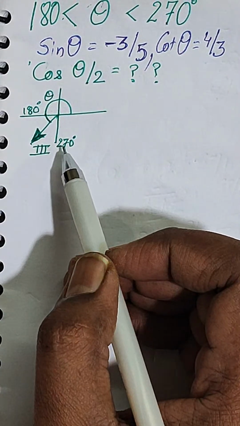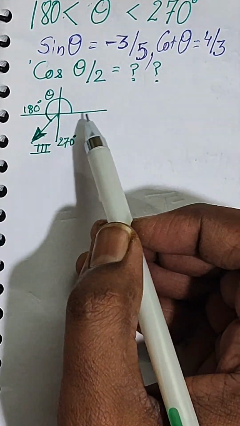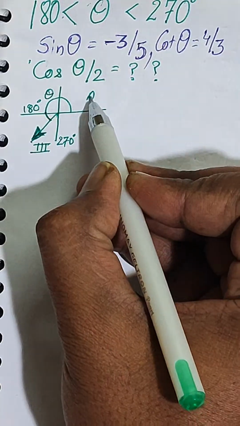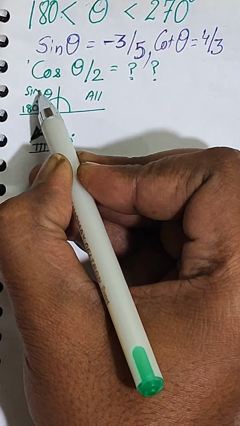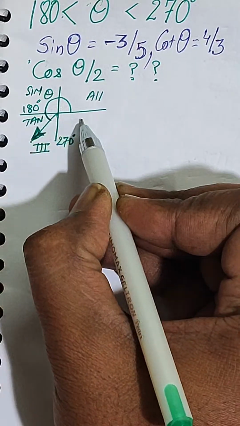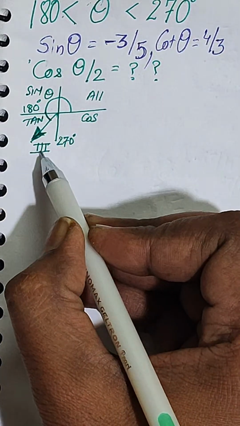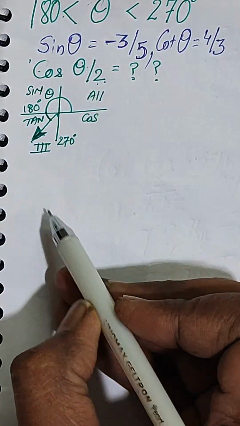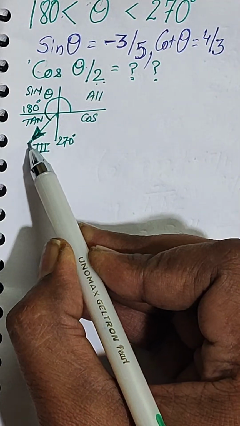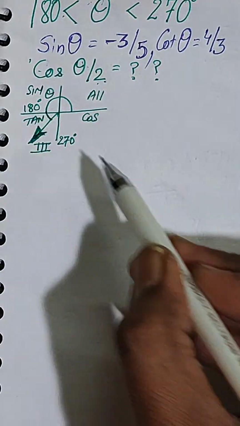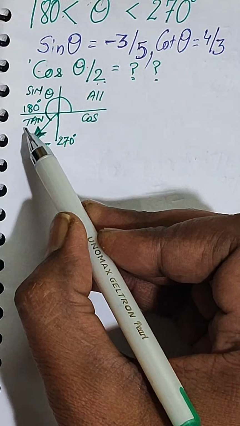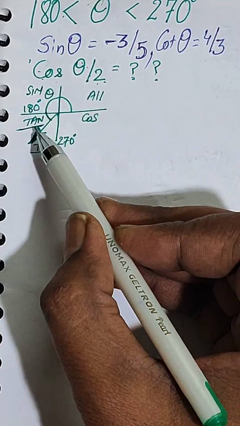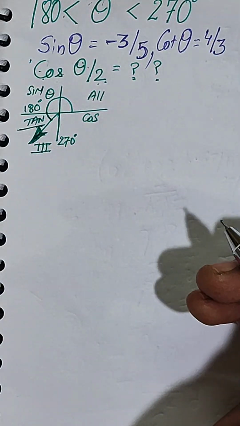Now here the value of cos will be negative. Why? Because here all are positive, here sine is positive, here tan is positive, and here cos. So if cos of theta by 2 needs to be calculated, and this is just lying in the third quadrant, here all are negative except tan. So we are going to find cos. So cos is negative in the third quadrant.